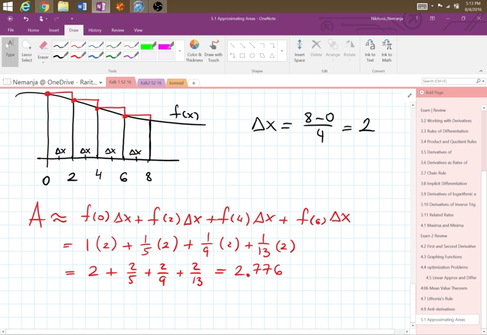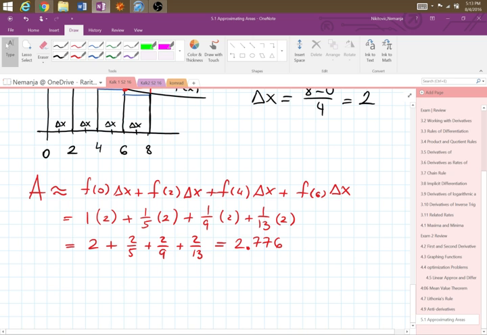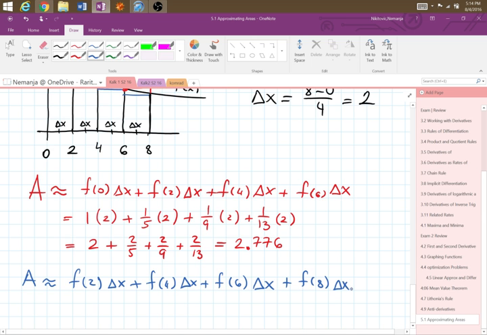Now I will compute the right sums, which means the points on the right are in charge, which means that the area is approximated now by f of 2 delta x plus f of 4 delta x plus f of 6 delta x, and we have all three of these. And the new one is just f of 8 delta x, because now if it's the right-hand point, the rectangle is to the left of it. So we do have f of 8. We don't have f of 0 this time around.